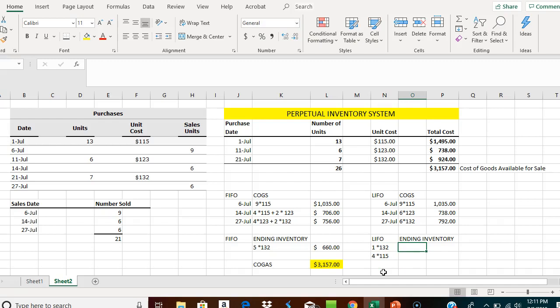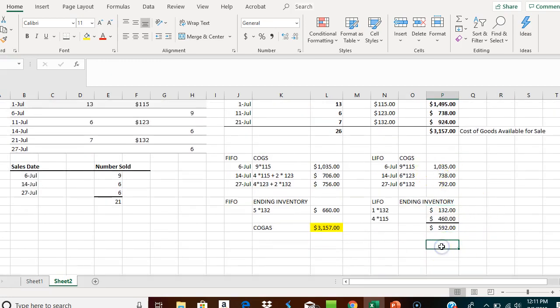So for our ending inventory under LIFO, we got the 1 at 132 plus 4 at 115. So when you add those together, your ending inventory value under LIFO would equal $592. Now remember, that when you add your cost of goods sold plus your ending inventory, it still must equal the cost of goods available for sale. Just do a quick plus here, plus that, plus that. Look at that. Our cost of goods available for sale will still equal $3,157. That's a way to check to make sure that all your numbers are accurate.